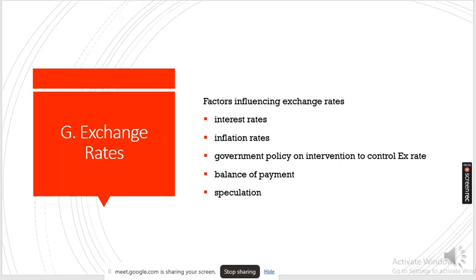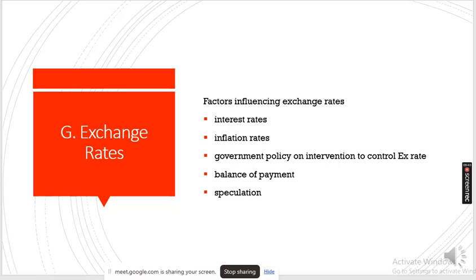Factors influencing exchange rates. These are factors which can cause devaluation of your currency. There are 5 main factors. The first one is interest rates. When interest rates are increasing, you should expect your currency also to devalue. As an entity, you'll be forced to pay a lot of money. You borrowed a small amount, but because of interest, you'll end up paying a lot of money. That's a sign that your currency is devaluing.